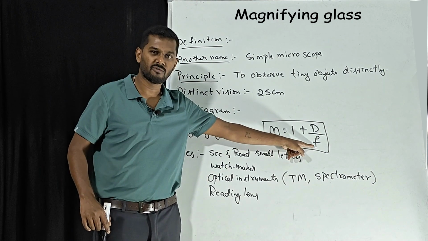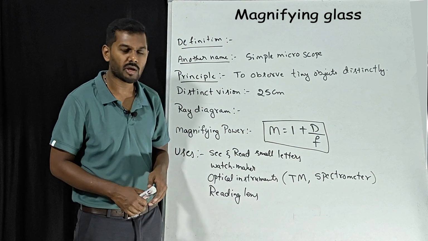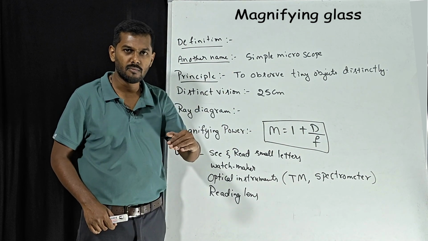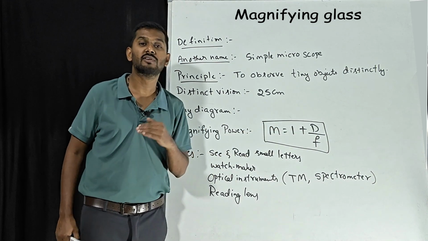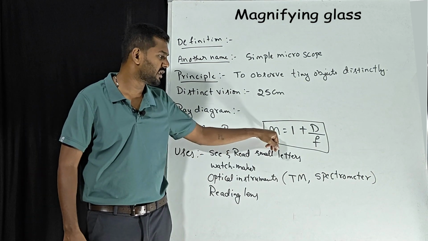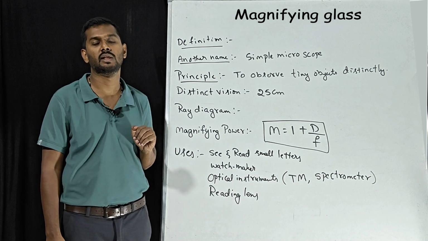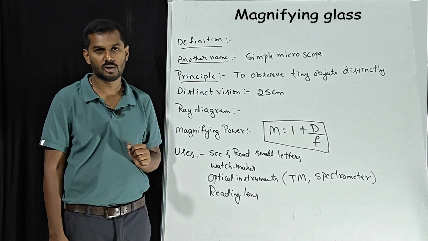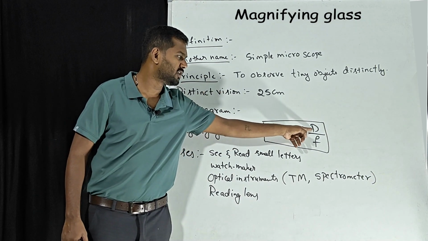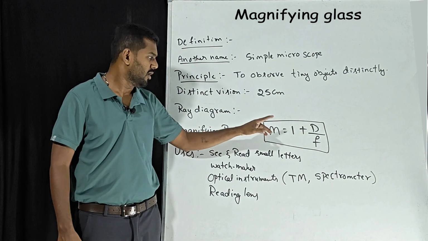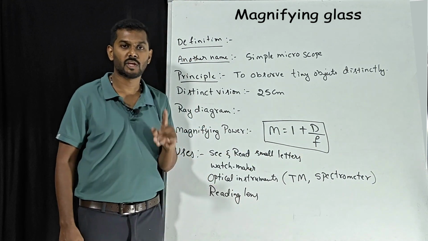Next, this f is nothing but focal length. How is focal length related to magnifying power? If the focal length is minimum, the magnifying power will be maximum. So these two are inversely proportional. If you want to increase the magnifying power, you have to reduce the focal length. Then only the magnifying power will be increased. Most of the time, I told you, distinct vision is constant. So what is the only main factor for magnifying power? That is focal length. Keep that in mind.